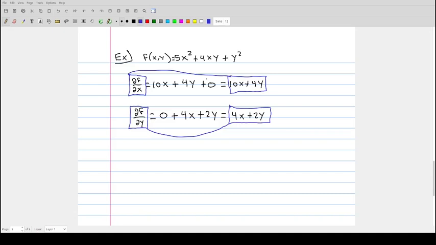And again, this is computed using the fact that x is constant with respect to y. So the y partial derivative of 5x squared is 0. The y partial derivative of 4xy: well, the derivative of y is 1, and we're treating x as a constant, so the derivative of y is just 1, which leaves us with 4x. And then the derivative of y squared is 2y. So these are the partial derivatives for this function.